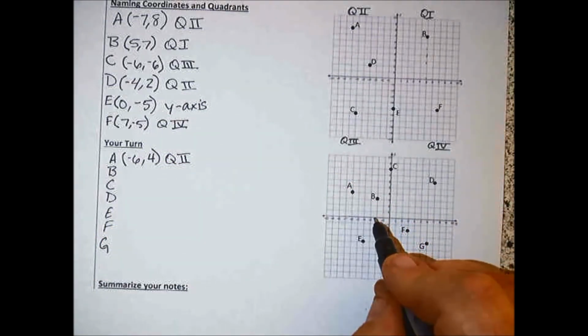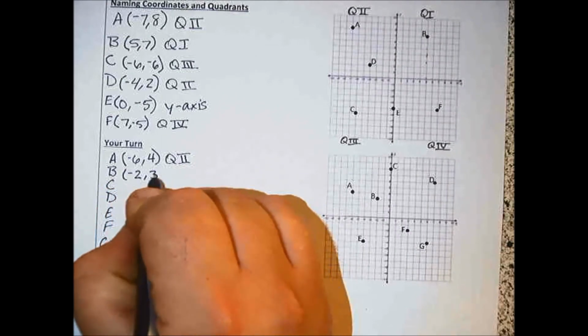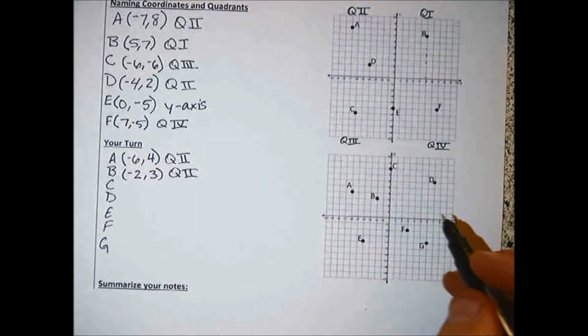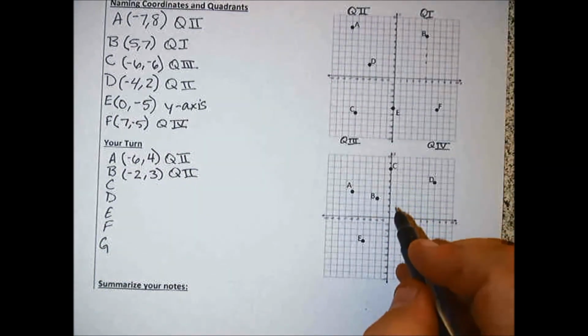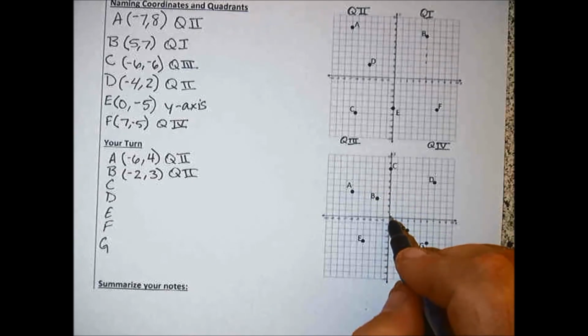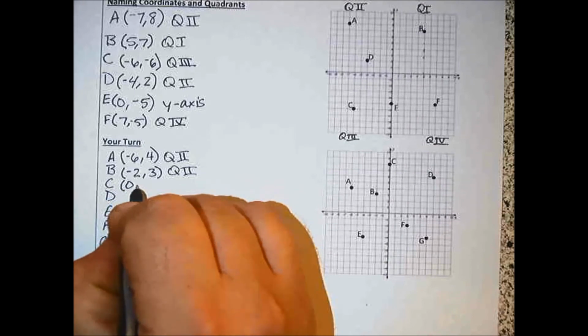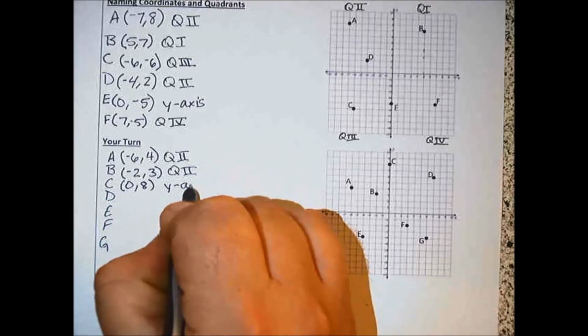B is at -2, +3. Still in quadrant 2. C is up here. It's on this line. We don't go left or right any, but we go up 8. So 0 left or right, but up 8. Again, that's on the y-axis. So you should have y-axis there.